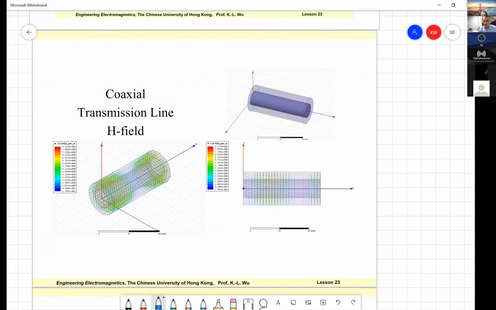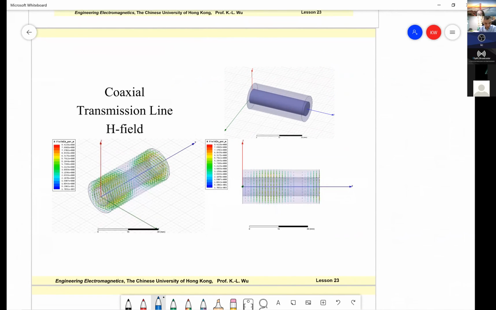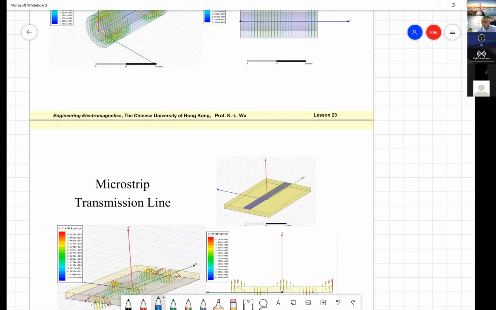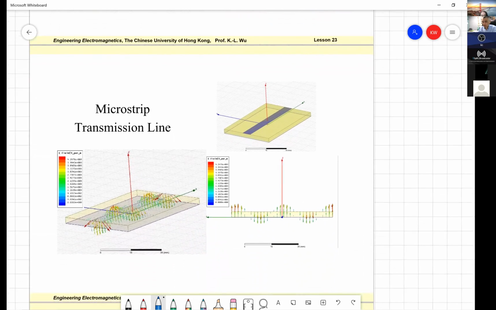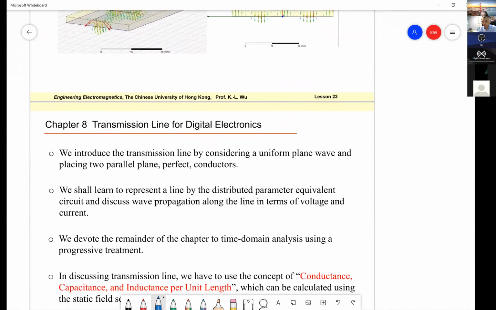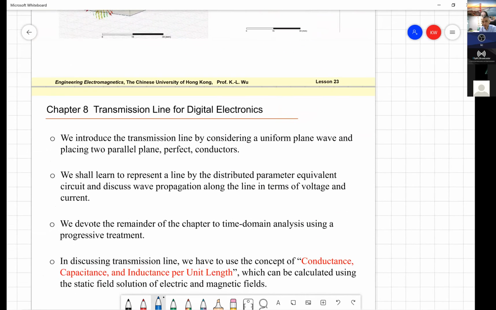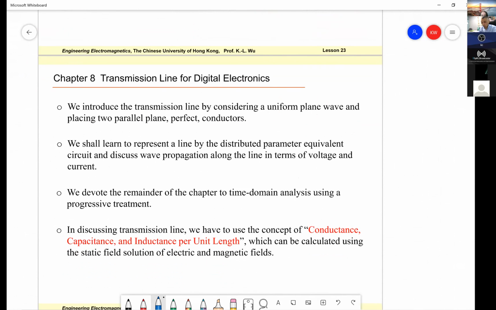I will skip this, since I already spent too much time. Those just show you what the electrical field looks like inside the coaxial line, and the electrical field and magnetic field, also the field down a microstrip line. Now let's go back to our real business.